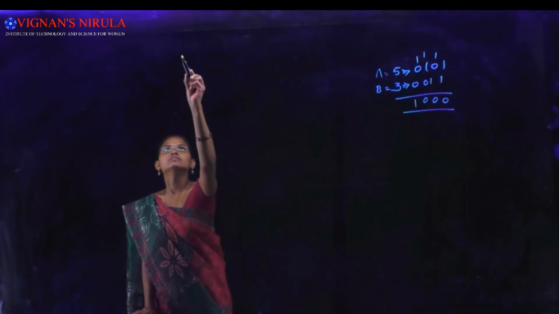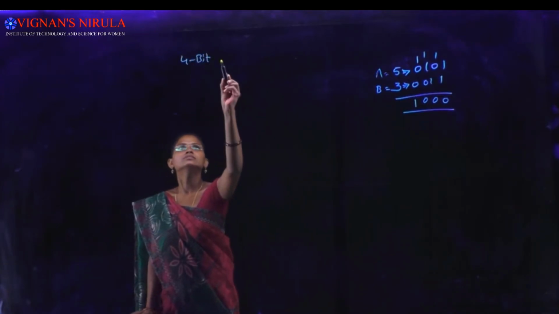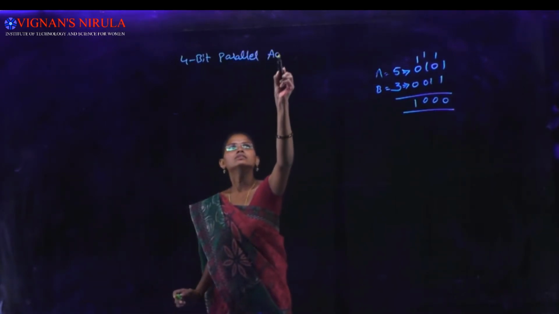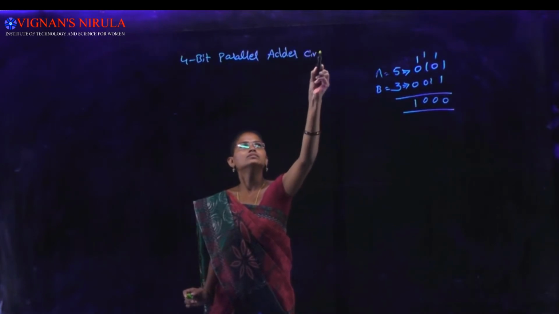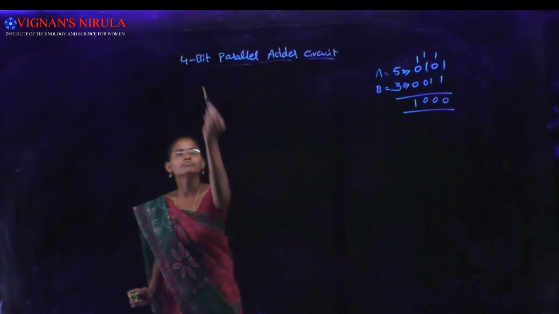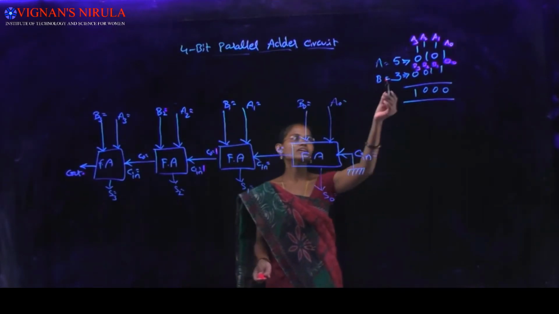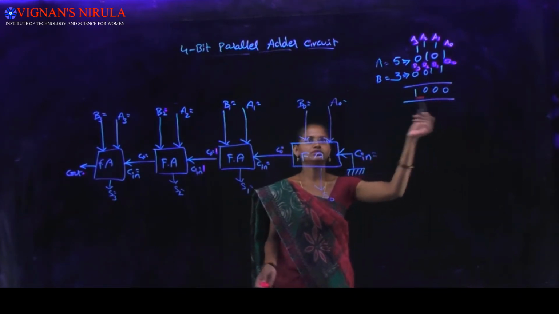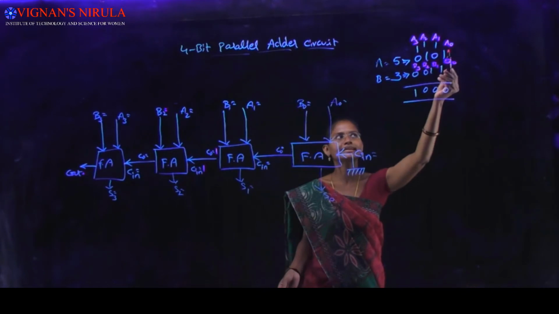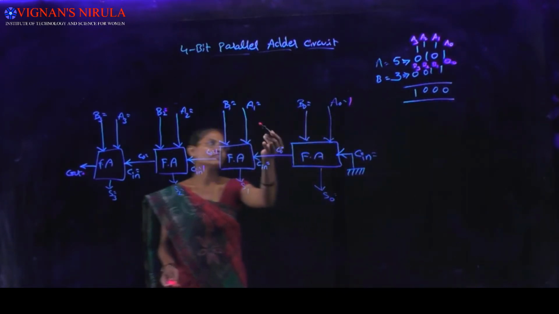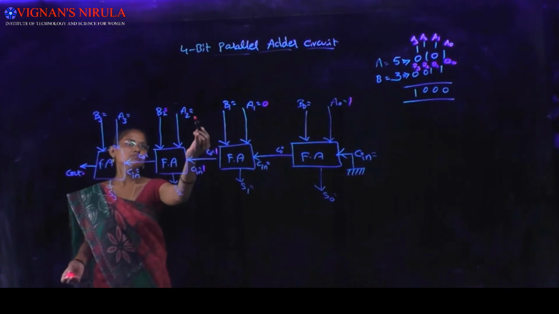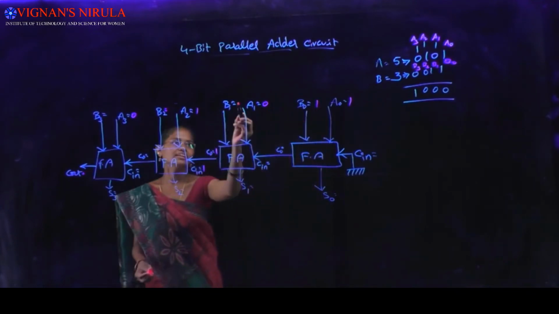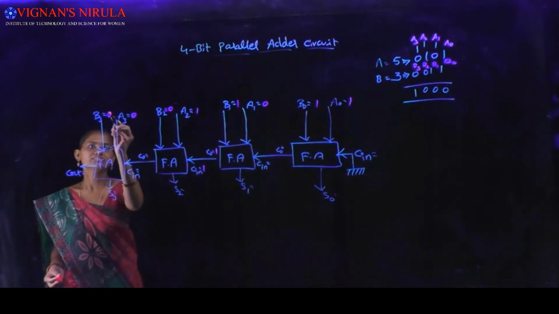And next, the 4-bit parallel adder circuit. Okay, and next we are taking A is 5 and B is 3. This is the binary addition. Now I am taking A0 bit is 1, A1 is 0, A2 is 1, A3 is 0, and next B0 is 1, B1 is 1, B2 is 0, B3 is 0.